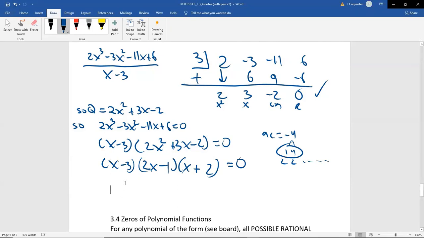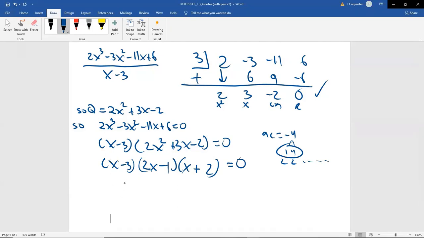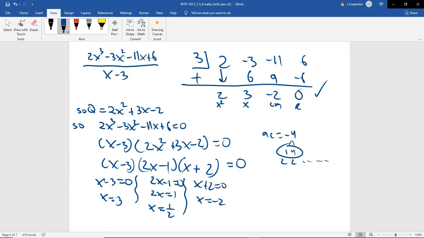Now this is completely factored. So we just set each factor equal to 0. The first one tells us what we already know, that x equals 3. The second one, add 1 to both sides, you get 2x equals 1, divide by 2, and you get x equals a half. For x plus 2 equals 0, we get x equals negative 2. We get all 3 of our zeros.